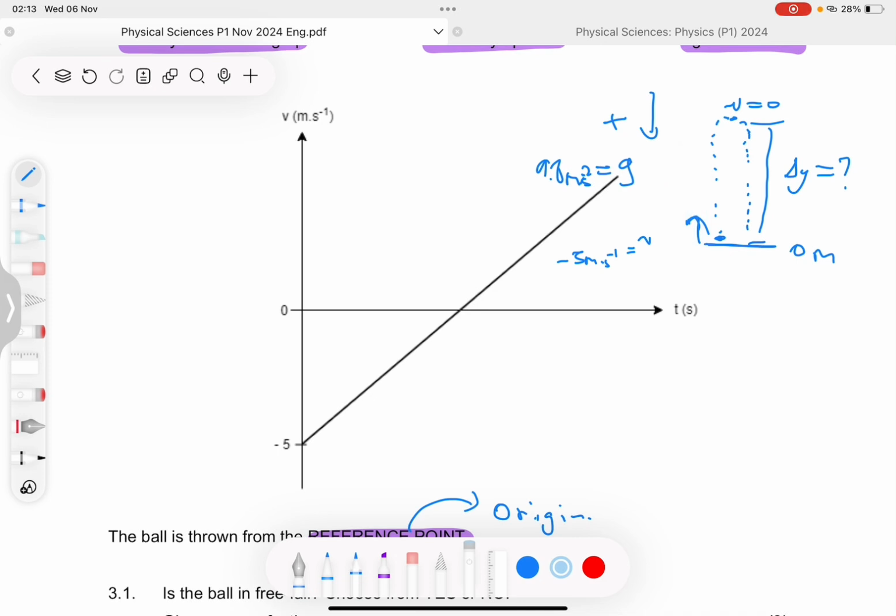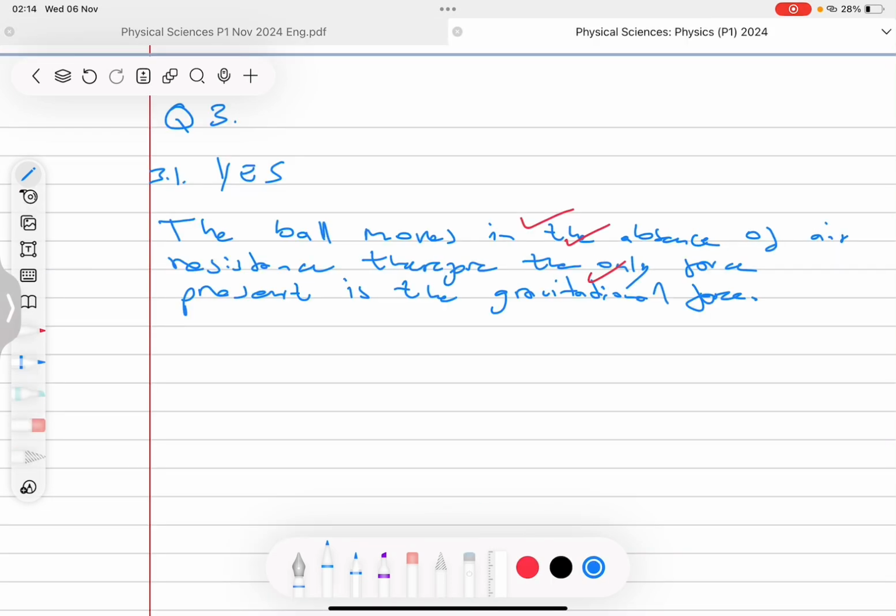Very, very important to be able to see that. The graph will always determine direction for you. The way they draw a graph will give you the direction for your projectile, right? So to answer this question 3.2, we will then choose an equation here.